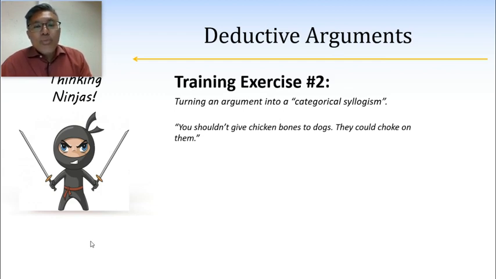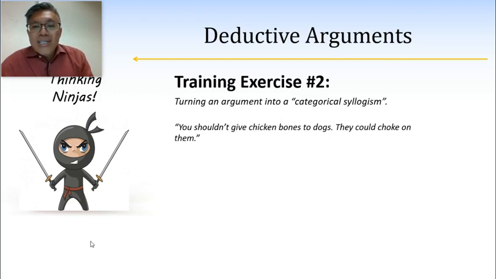Dogs could choke on bones. Okay, we know that if it's a syllogism we're after, we need another premise. So can you think of an unstated premise that belongs here? Well, they say they could choke on them. Dogs could choke on bones.